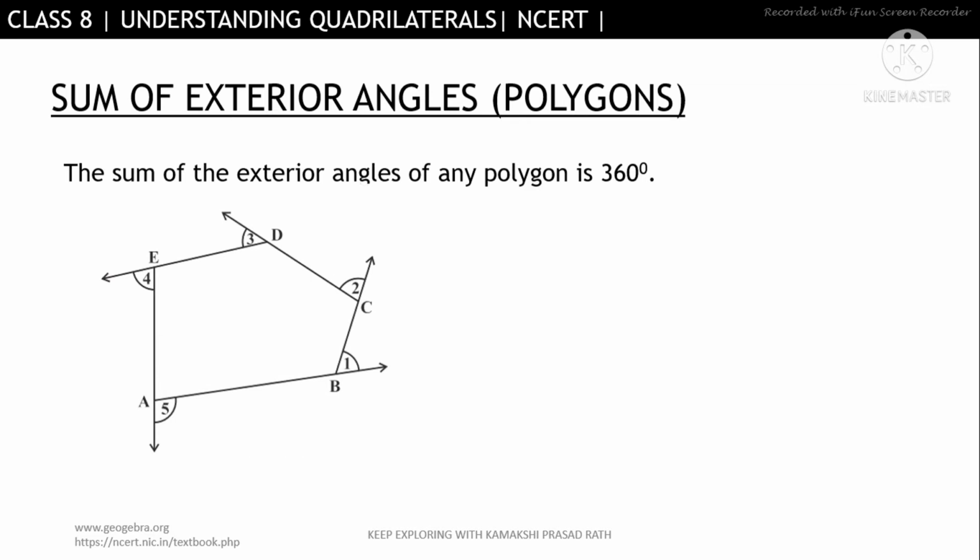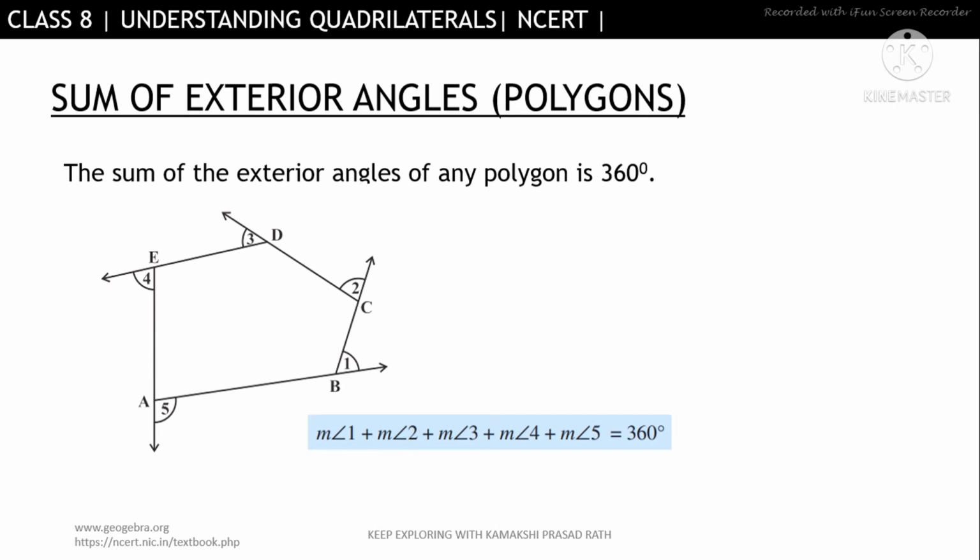So let's consider this pentagon, as it has 5 vertices. A, B, C, D, E is a pentagon. Here angle 1, angle 2, 3, 4 and 5 are the exterior angles taken in an order. Remember, it has to be taken in an order. That means each vertex should have only one exterior angle. So we should move along.